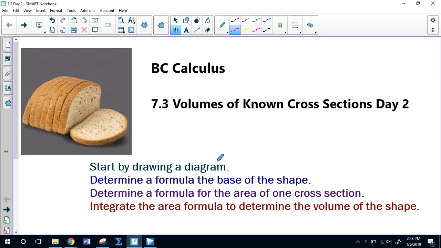A couple of things you'll want to do when you're doing any problem with cross sections is start with a diagram, pretty big deal. You want to determine a formula for the base of the shape if it's not given to you. Determine a formula for the area of one cross section. This is kind of where all the work occurs. And then integrate the area formula to determine the volume of the shape. So here's the calculus part. Four main steps that you'll want to use every time you do one of these problems.